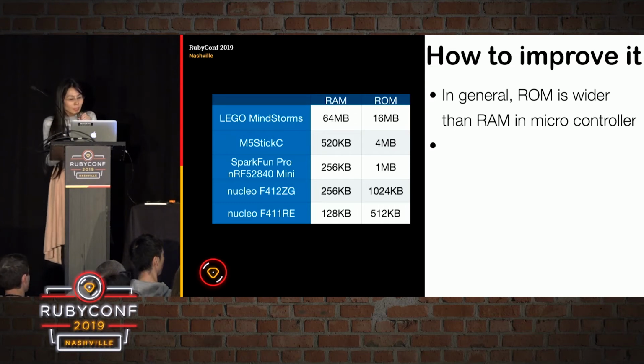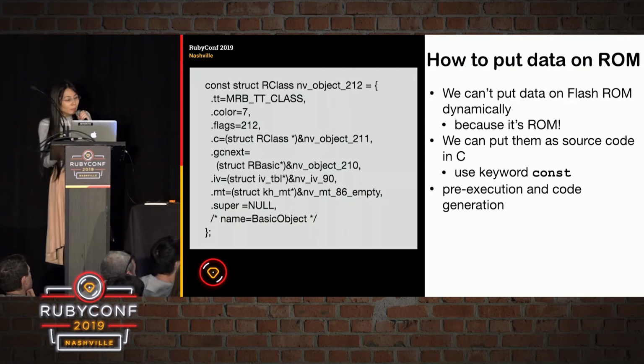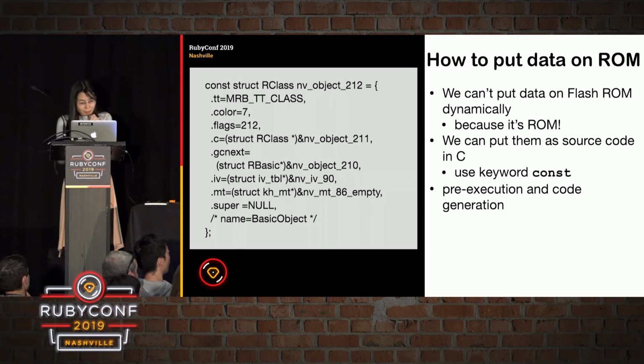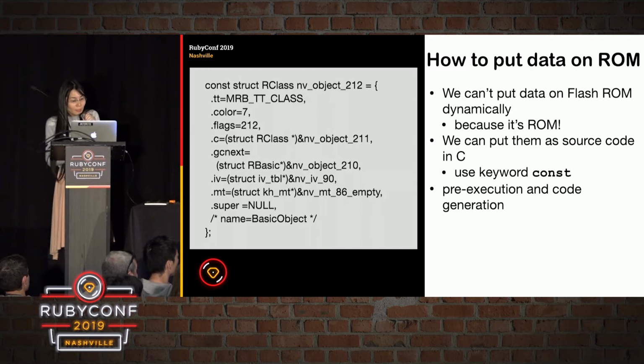A microcontroller has its own RAM and flash ROM. Flash ROM has more capacity than RAM on many microcontrollers, so using ROM instead of RAM can save memory. However, flash ROM cannot be written while initialization is in progress. Flash ROM is of course ROM, meaning it's read-only. You can actually write blocks, but you can't write like RAM. Alternatively, you can change the source in the form of C source code. So we tried using pre-execution and code generation to solve this problem.